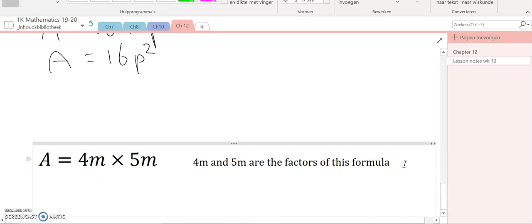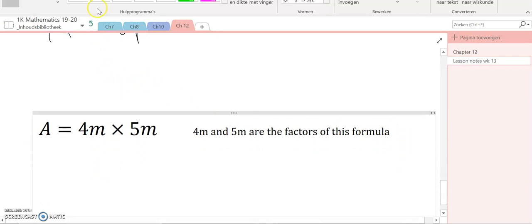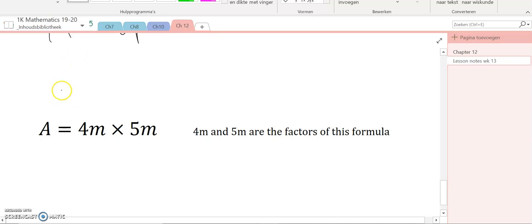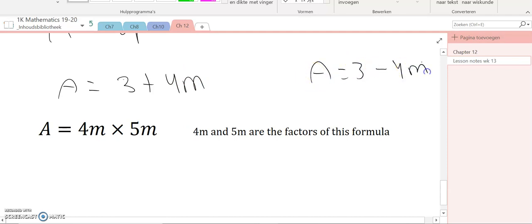If you have to solve this formula, earlier we learned that if you had something like a is 3 plus 4m, or a is 3 minus 4m, you call those parts of this formula terms. You call them terms if there's a plus or a minus between them. But if you are going to multiply the things in the formula, they are called factors. So 4m and 5m are factors of this formula. And we can write this shorter.